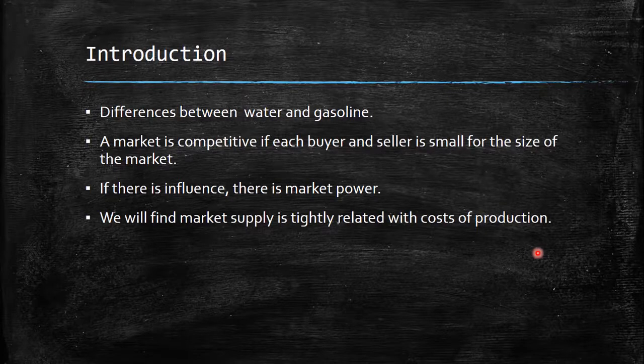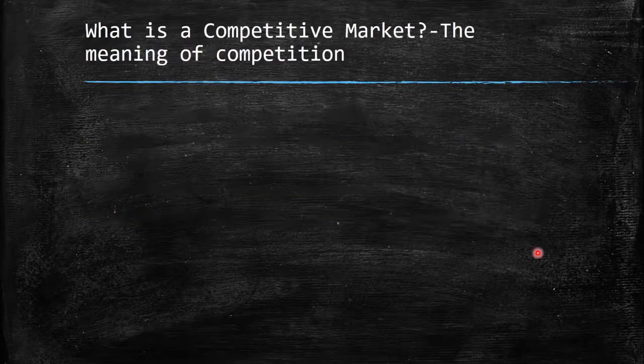Then we need to take into consideration chapter 13, and if you haven't seen it yet, I strongly recommend you watch it because it establishes the base of this chapter. We will find that market supply is tightly related to costs of production, because the shape of each firm's costs has as a consequence the firm supply and then the market supply.